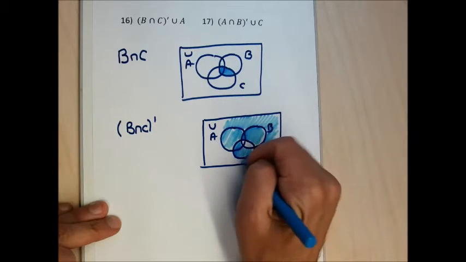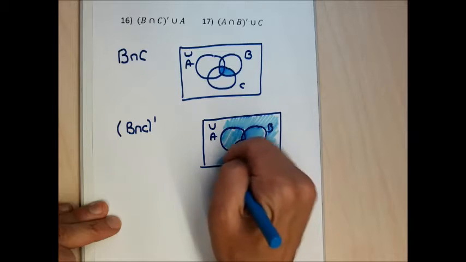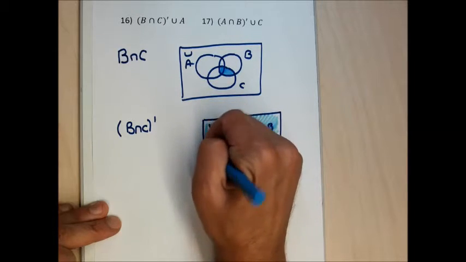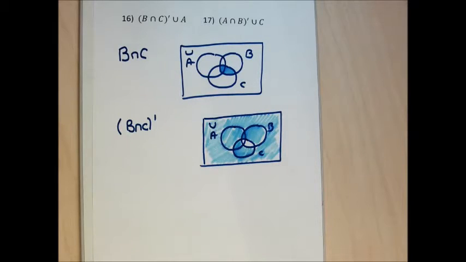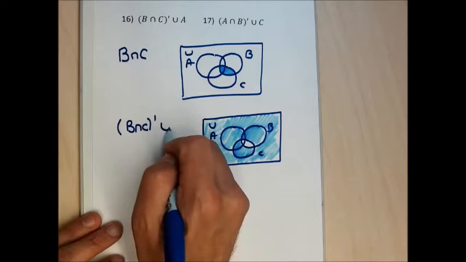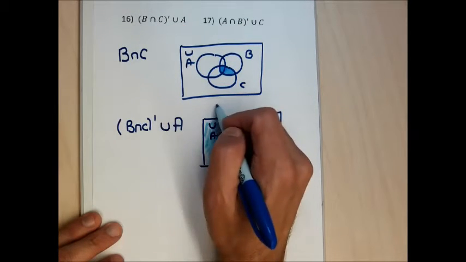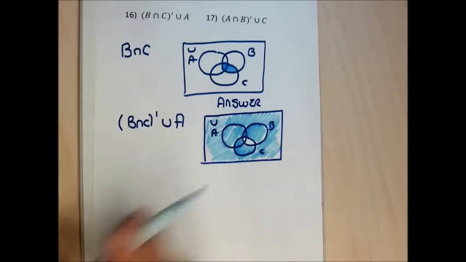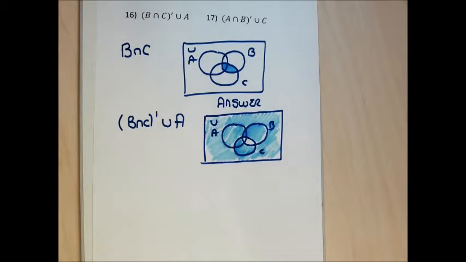I got my new markers, but I don't like them. They're harder to draw with than the markers that I've used forever. So that's a picture of B intersection C complement. All I need to do now is union that with set A to get my answer. And because it's a union, I should be able to get my answer all in one graph and all with one color.